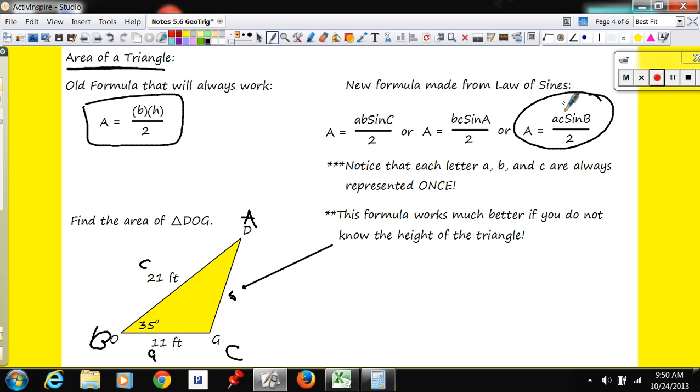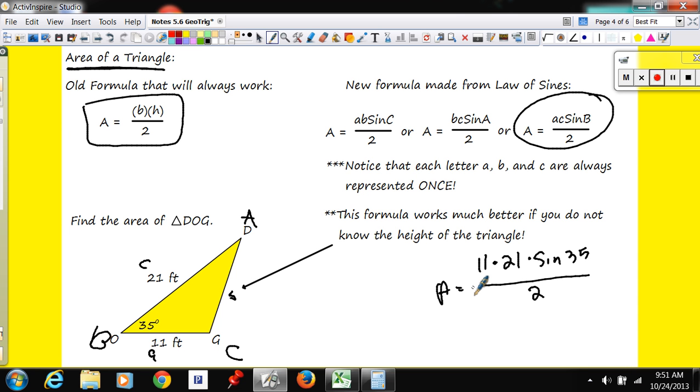Little a times little c times the sine of B. So I'm going to use little a is 11 times little c is 21 times the sine of 35. And I'm going to divide that by 2. And that's going to be my area.